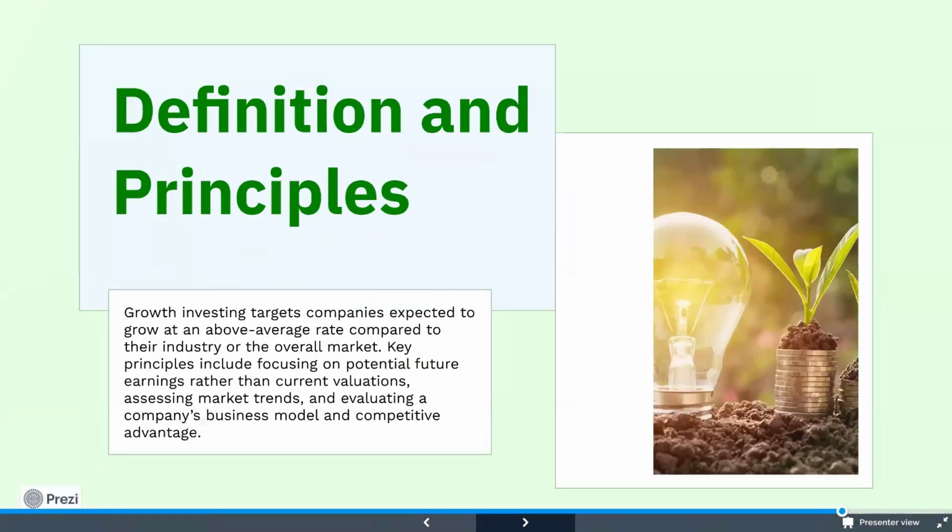Growth investing targets companies expected to grow at an above average rate compared to their industry or the overall market. Key principles include focusing on potential future earnings rather than current valuations, assessing market trends, and evaluating a company's business model and competitive advantage.